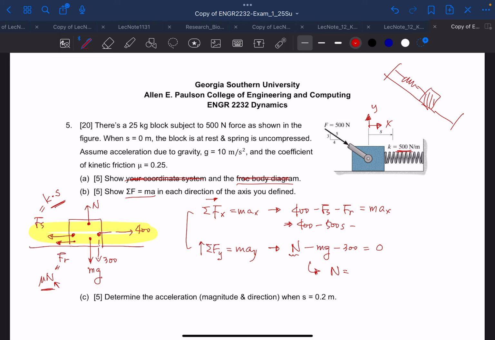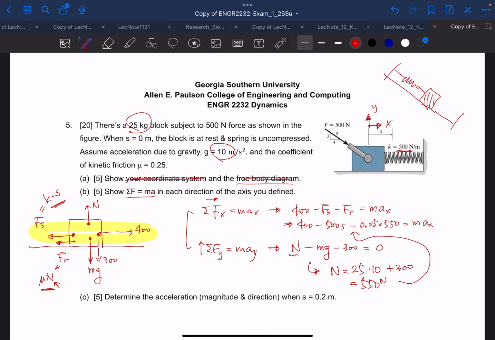M is 25, and g, we assume it was just 10, plus 300. So this is going to be 550 Newton. So I can use it up there, which is mu is 0.25 times N is 550, and that's going to be m a_x.